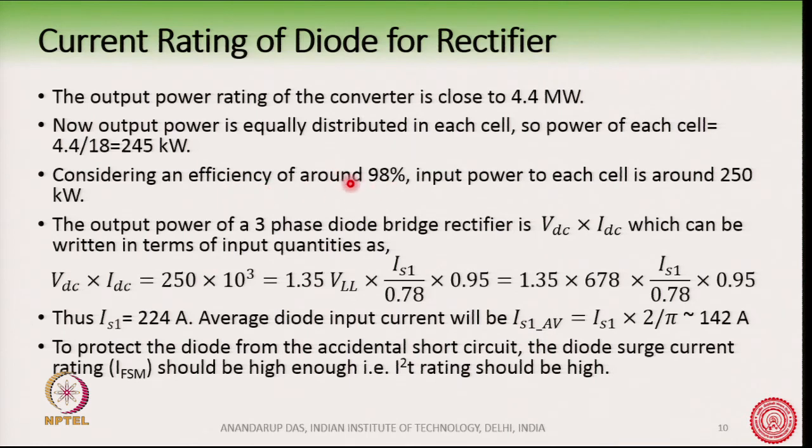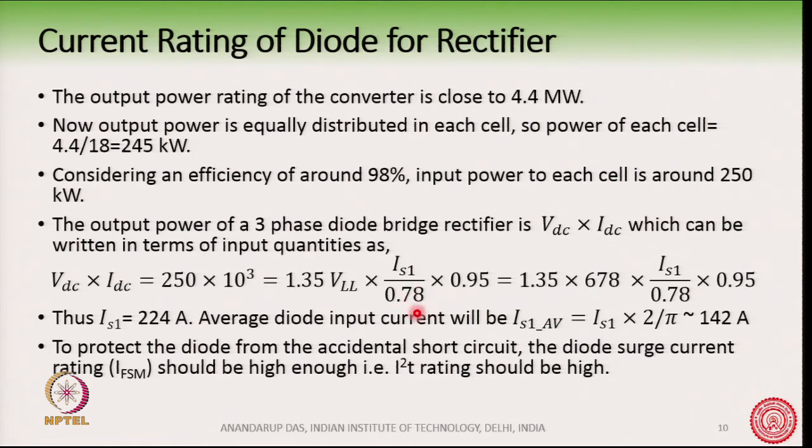If the efficiency of the power cell is about 98%, the input power to each cell is about 250 kilowatt. Now, the output power of the rectifier is equal to VDC into IDC, which you can again write in terms of the input quantities. VDC into IDC is equal to 250 into 10 to the power 3, which is again equal to 1.35 VLL into IS1 by 0.78 into 0.95.